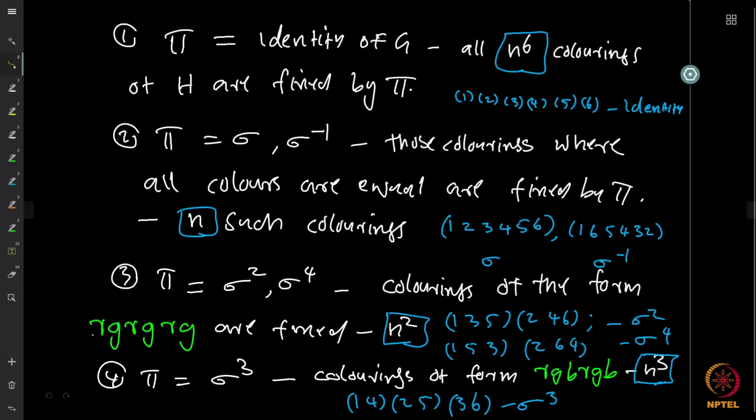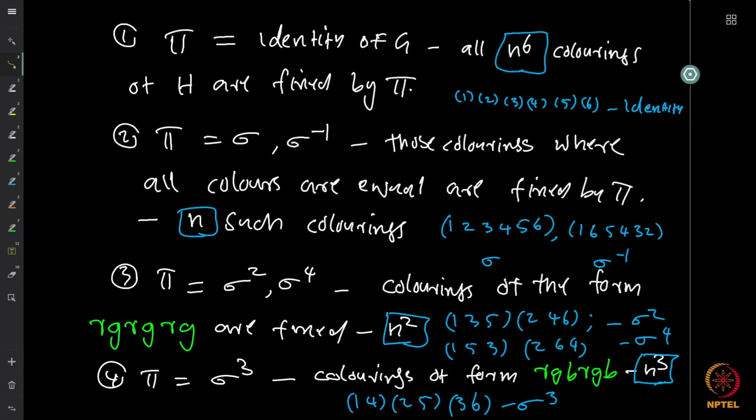But how many are there? Well, I can choose any two colorings for the first two elements. Then we know that the remaining must be all based on this. So therefore, I have n into n square possible colorings, and in n square of these colorings, this sigma square will be fixing each of them. And similarly, sigma raised to 4, which is 1 5 3 and 2 6 4, will also be fixing such colorings, right? So therefore, n square colorings will be fixed by sigma square and sigma raised to 4, each.